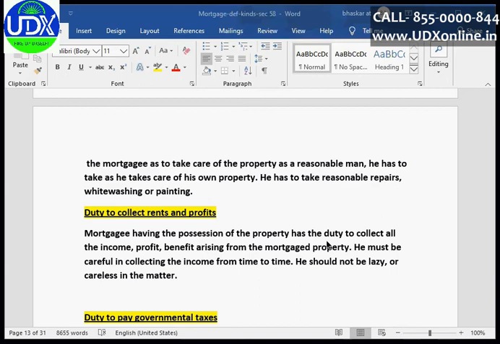I think the bank as a mortgagee will definitely do this duty. Because they are getting the money, they are getting the profit, so they may not be lazy and they will be very active. So the bank authorities, once in a month or twice in a month, have to go to that place and collect the rents periodically. So this is the second point.